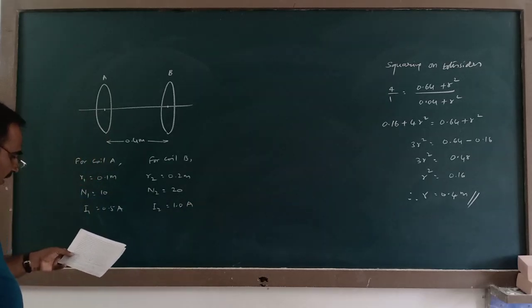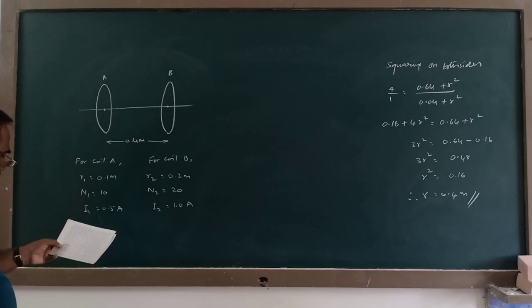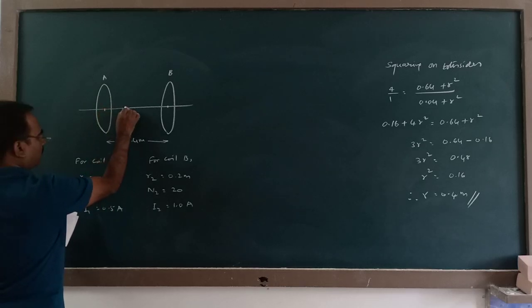Calculate the magnetic field at a point in between the coils at 0.1 meter from coil A. See, from this coil A at 0.1 meter. So this is 0.2, 0.1 means here.